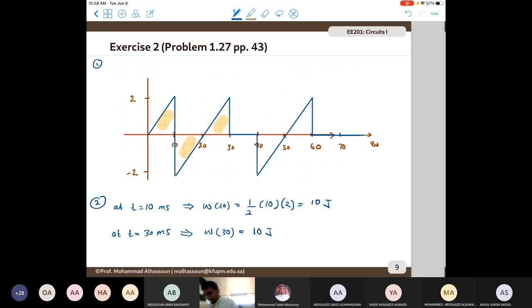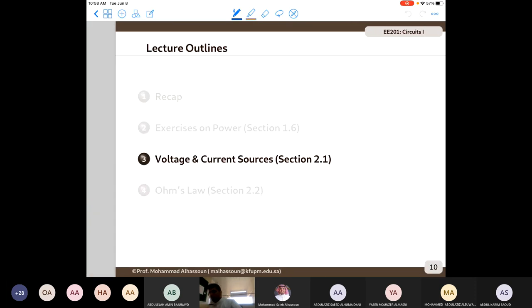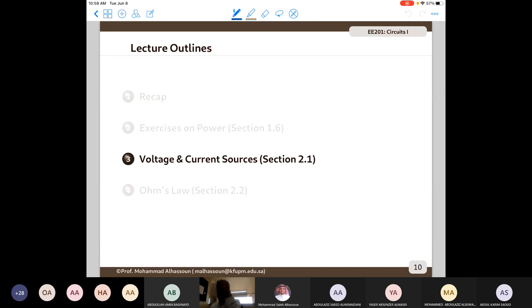Okay. So we're done with the second exercise. Let's move on to the next part of the lecture. The next part is that we're going to start the second chapter, chapter 2. In chapter 2, we're going to continue talking about some of the fundamental concepts and fundamental laws. But it's very important to introduce the notion of electric sources.